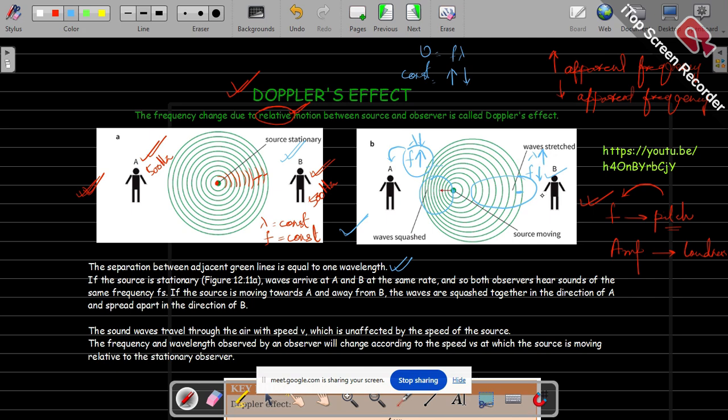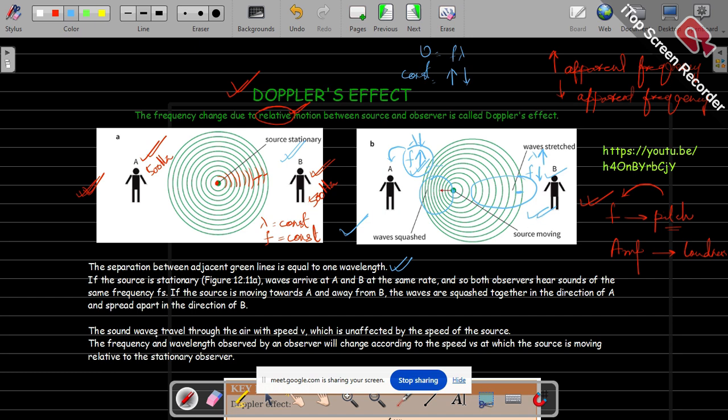And we summarize Doppler's effect by saying that it is the apparent shift in frequency due to relative motion between source and observer. When the source of sound is approaching the observer, yani when it is moving towards the observer, the apparent frequency is greater than the original frequency. And when the source of sound is moving away from the observer, the apparent frequency is lesser than the original frequency. This effect is called Doppler's effect.